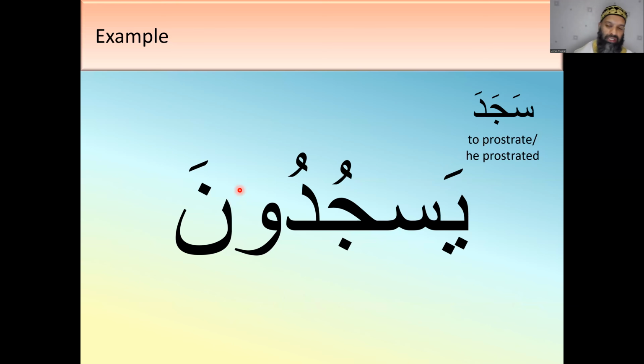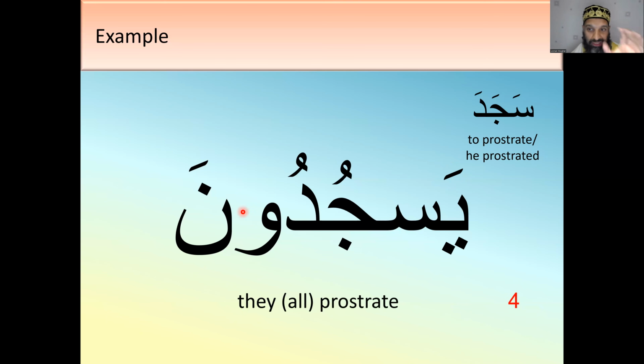What does yasjuduna mean then? Ya is further away in the alphabet, so it's third person. It's tasjuduna, but further away. They all prostrate. That's it, 4 times. The reason I didn't put any numbers in the table this time is that the template exists everywhere. You'd have to look for the particular verb to put a number on it. So yasjuduna, 4.